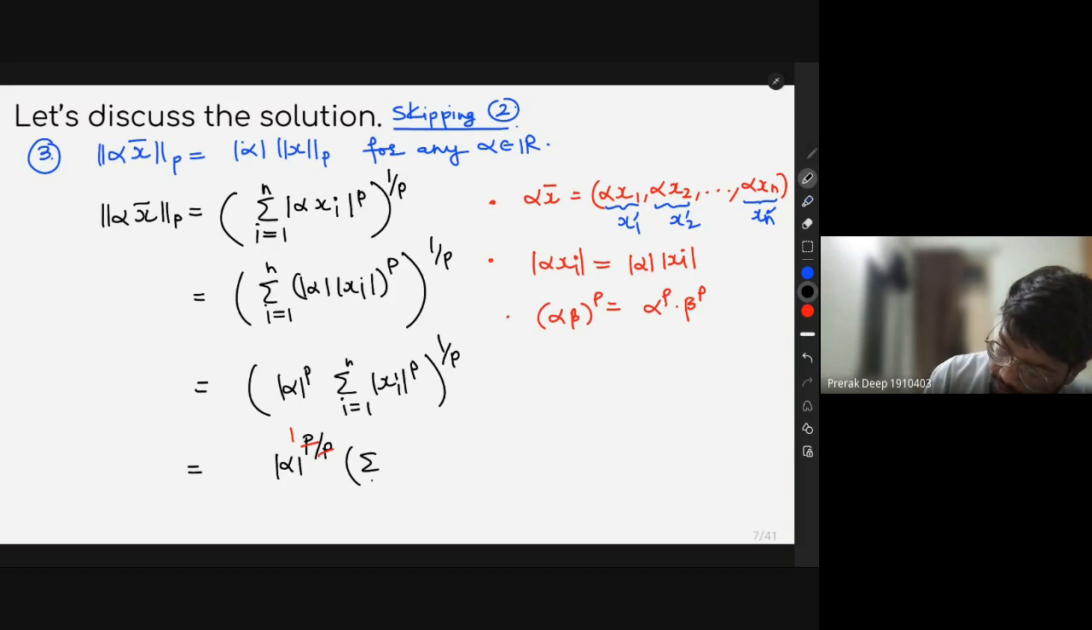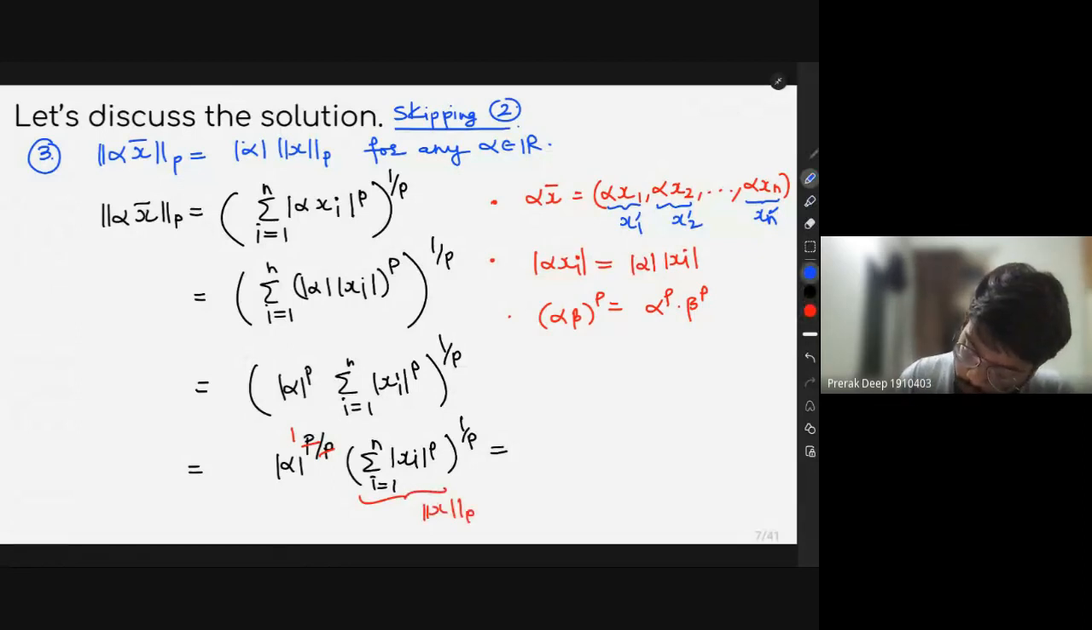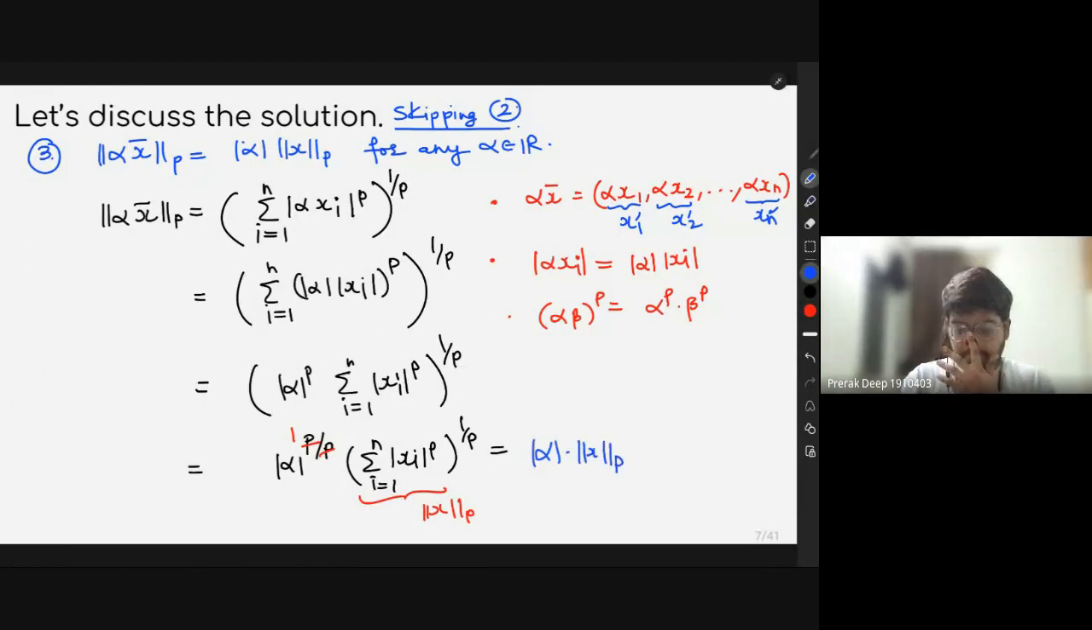And what is remaining is actually this, which is nothing but the pth norm of x. So what you get is mod alpha times this. So the third property is also satisfied.